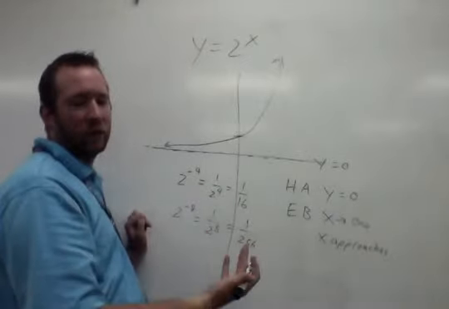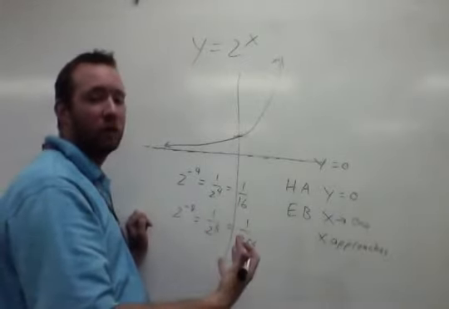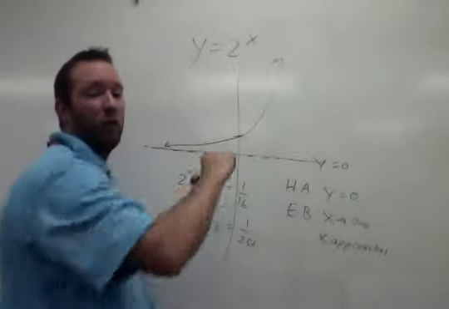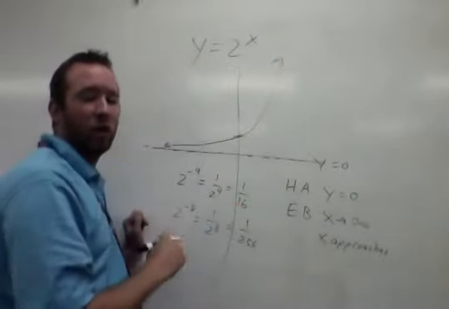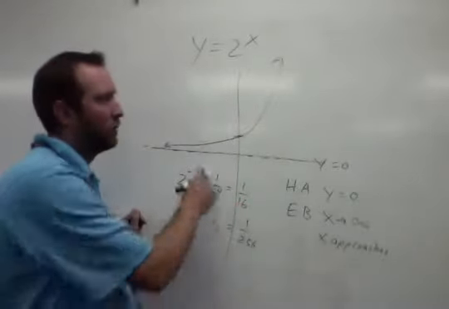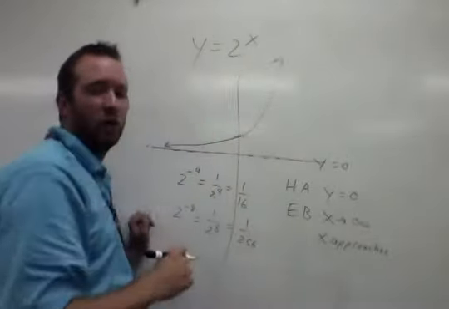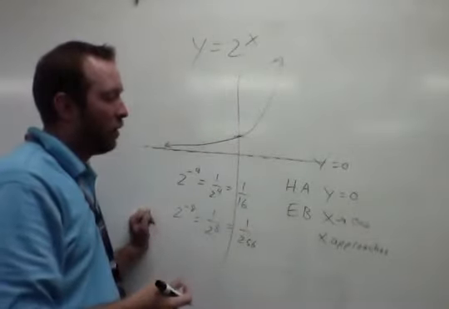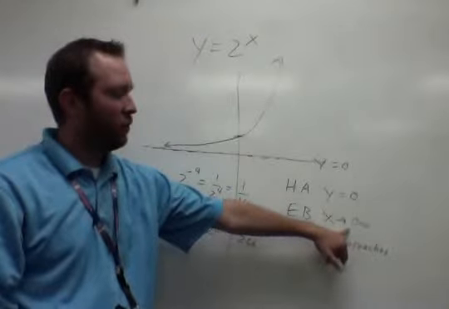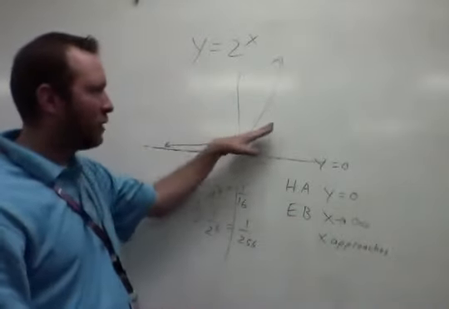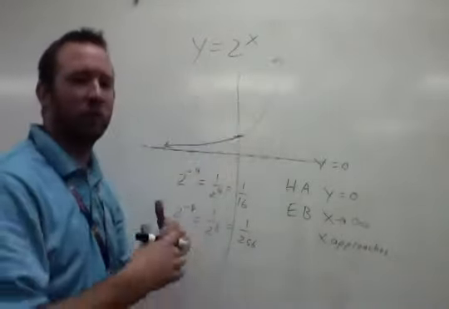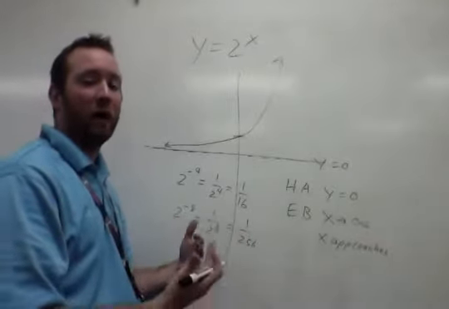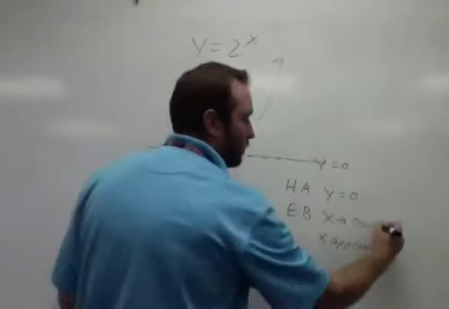2 to the fourth, 16. 2 to the fifth, 32. These things are growing, and they're growing exponentially. They're getting large rather quickly. That's why you see this big, steep rate of change on the graph. So the idea is as x goes to infinity, what's the y doing? Well, as we saw, as I go to the right, I'm also going up. So as x goes to infinity, y also goes to infinity.